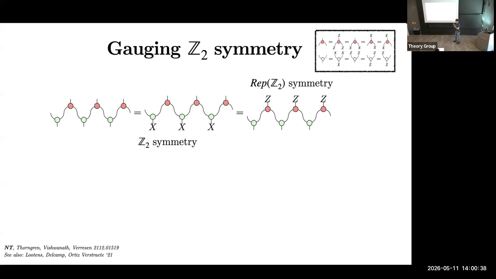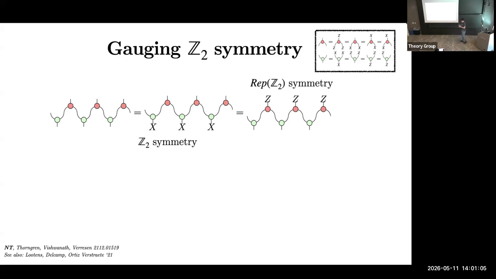So the Z2 symmetry, you can say this symmetry has been gauged by this map. So this map is what performs the gauging. On the other hand, I have my dual symmetry, which is the Rep Z2 symmetry, which is represented by Z. And because I just need to swap green and red and X and Z, you can similarly convince yourself that if I have Z on the top and I push it down, it's going to be gone. So this is a map relating a system with a Z2 symmetry with a system with a dual Rep Z2 symmetry on the other side.